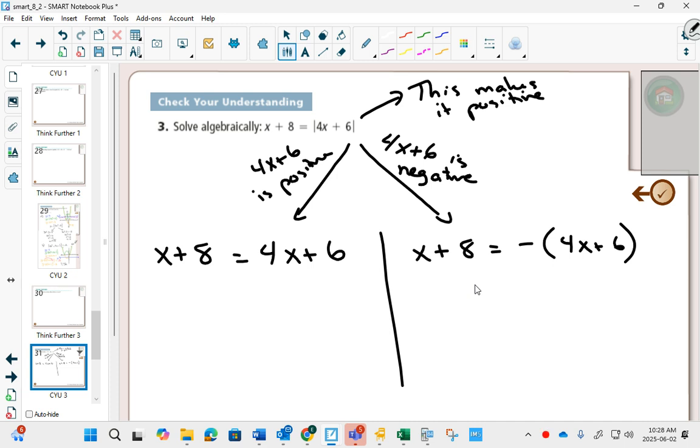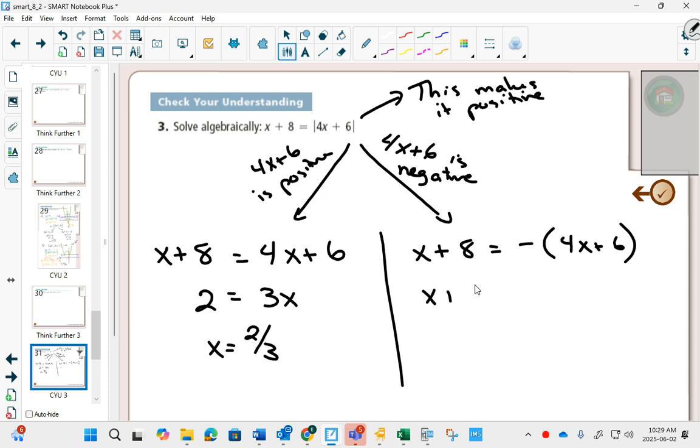So it's important to know, what does an absolute value do? It makes something positive. What could be the possibility in a solving question? It could be that it was already positive, in which case the absolute value doesn't matter. Or there's a possibility that the 4x plus 6 is negative, then you'd have to put a negative in front to make it positive. Now we solve both of these separately, so I can combine my like terms, move my x over, divide by 3. So I get one possibility that x is 2/3.